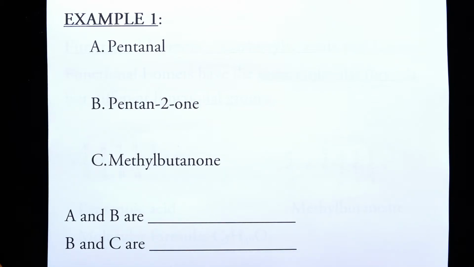We are now going to look at a few examples where you are going to have to draw the structures of each molecule. In each example there are 3 different structures, and then at the end you have to compare the structures of A and B and B and C and say which type of isomers they are. So pause the video and draw the 3 structures for pentanal, pentan-2-one, and methyl butanone. We will check the answers in a while.